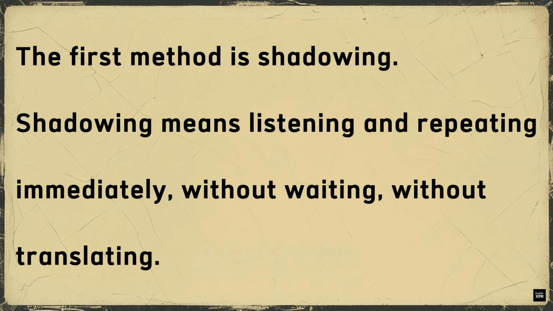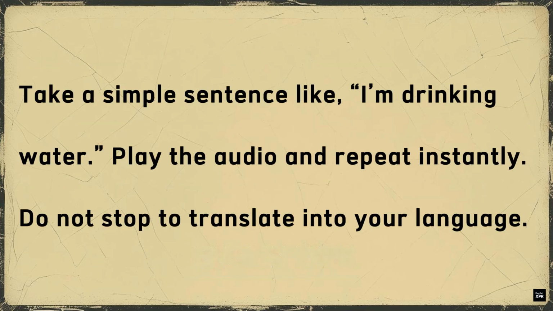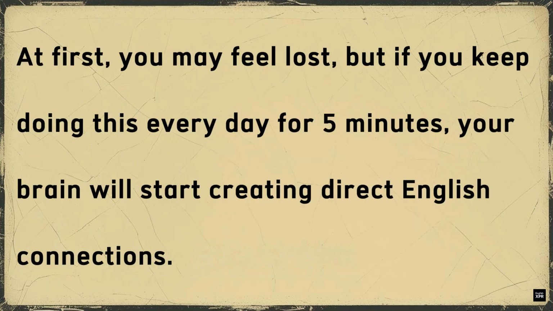The first method is shadowing. Shadowing means listening and repeating immediately without waiting, without translating. Take a simple sentence like, "I'm drinking water." Play the audio and repeat instantly. Do not stop to translate into your language. At first, you may feel lost, but if you keep doing this every day for 5 minutes, your brain will start creating direct English connections.